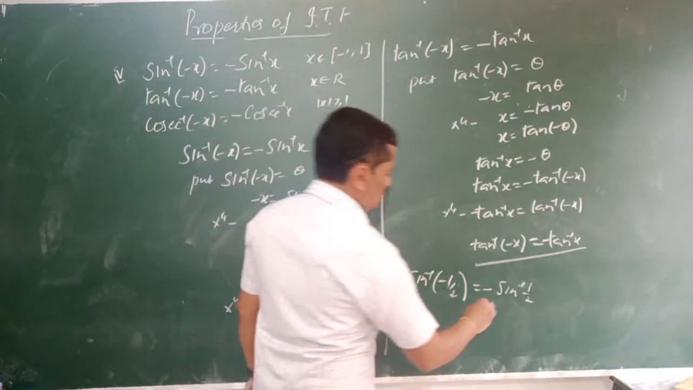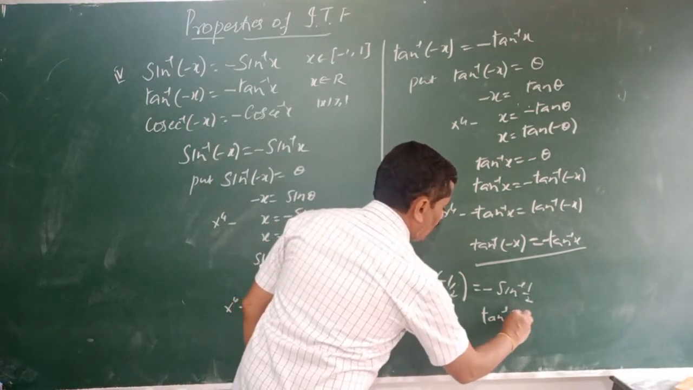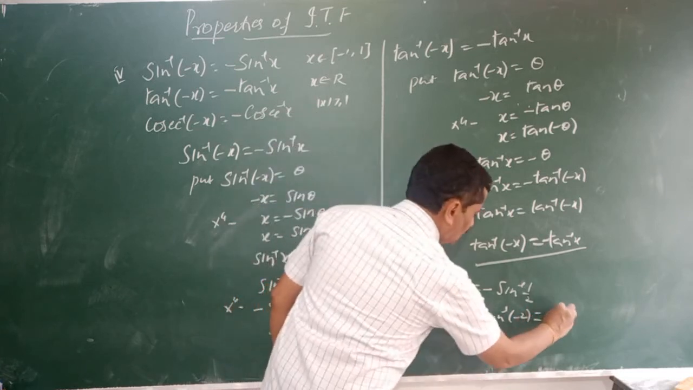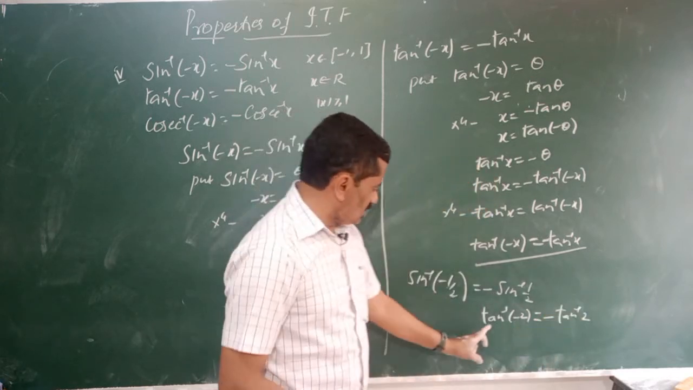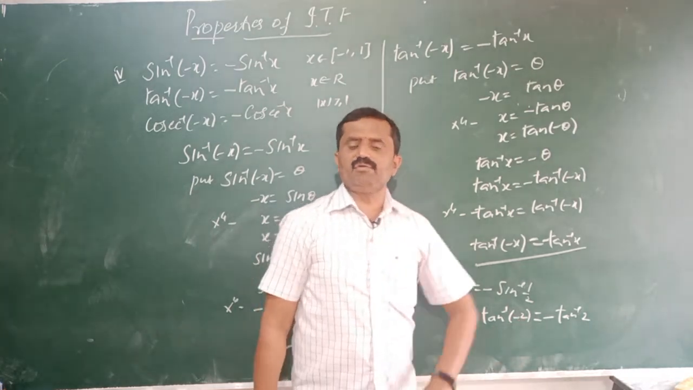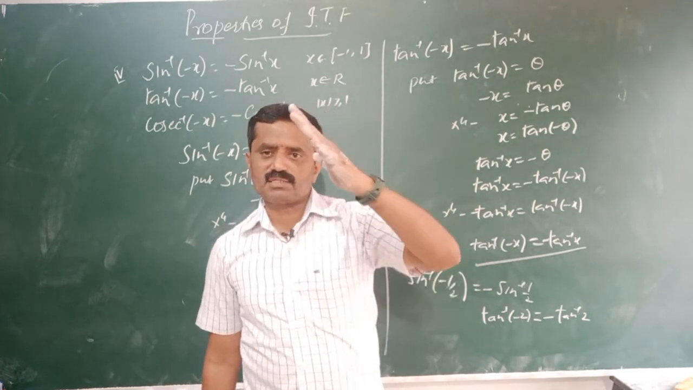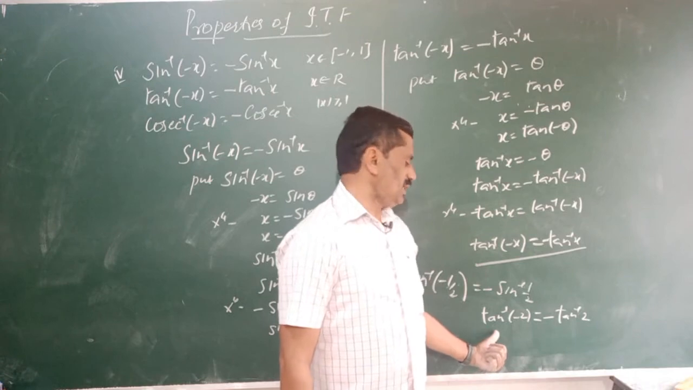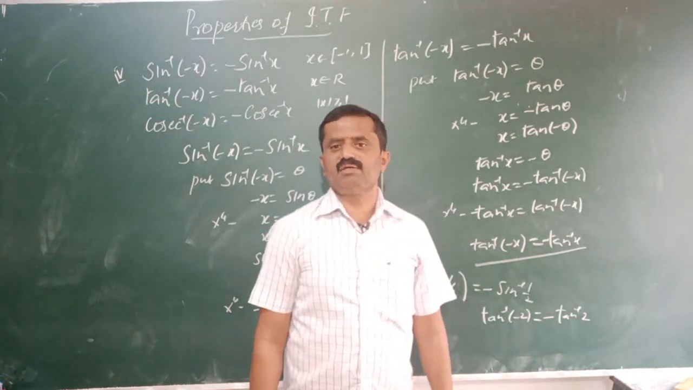Similarly, tan inverse of minus 2 can be written as minus tan inverse of 2, because this is in the form of tan inverse of minus x. We know that tan inverse of minus x can be written as minus tan inverse x. Here, what is the value of x? 2. Therefore tan inverse of minus 2 can be written as minus tan inverse of 2.